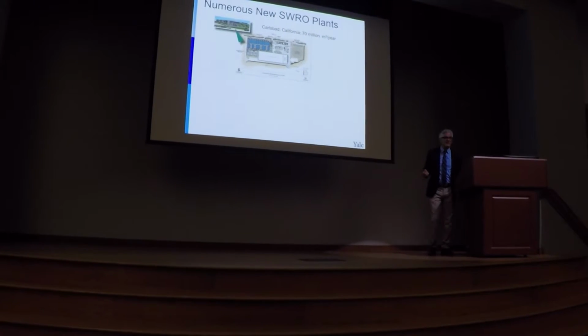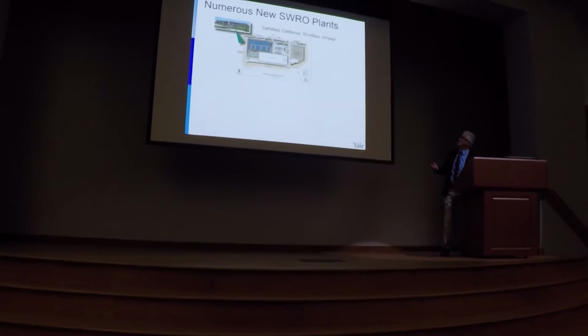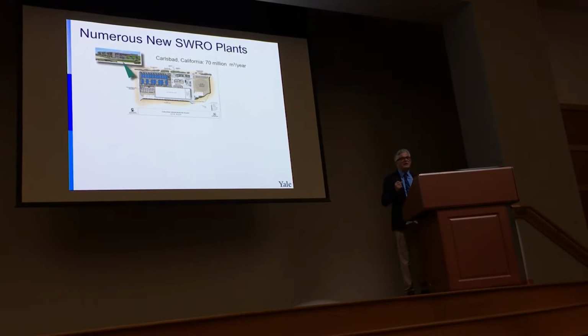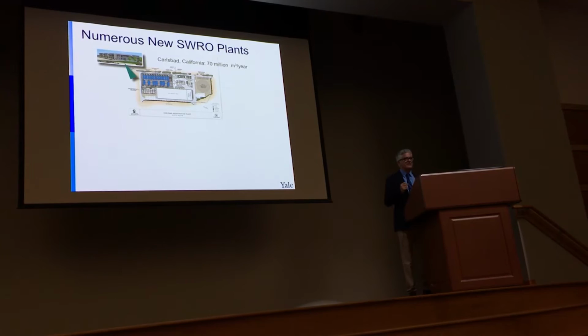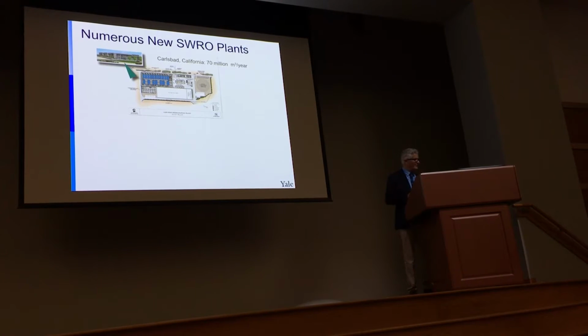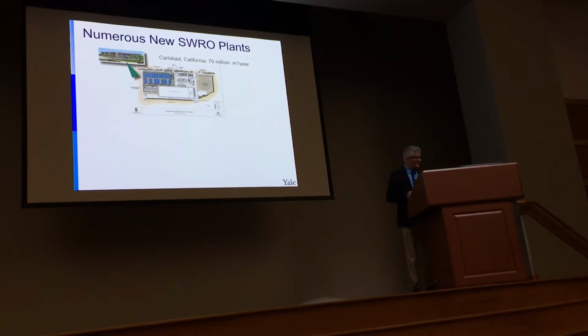One that was just completed this year or last year was the Carlsbad desalination plant next to San Diego. It's 70 million cubic meters of water per year. And it took California 12 years to decide and argue until eventually they built this desalination plant of 70 million cubic meters per year.